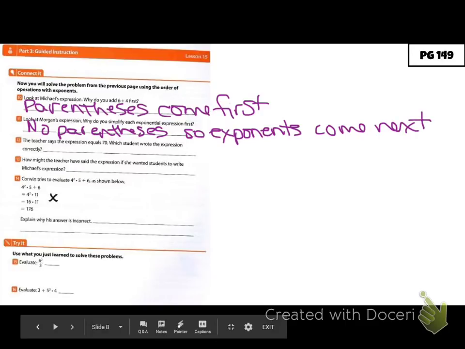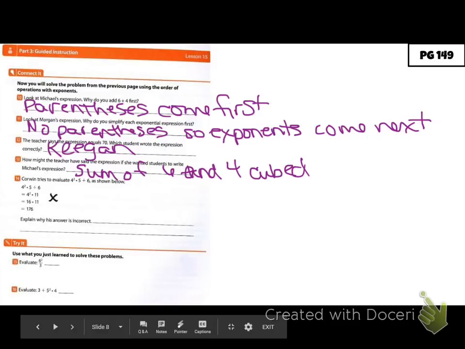Number 12, the teacher says the expression equals 70. Which student wrote the expression correctly? That means that Keegan wrote the expression correctly. Number 13, how might the teacher have said the expression if she wanted the students to write Michael's expression? She could have said the sum of 6 and 4 cubed. Because then that means you find the sum of 6 and 4 first, then you cube it.